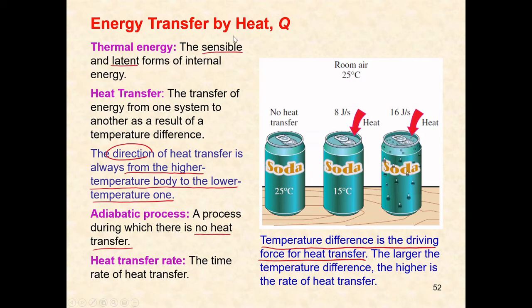Sensible heat involves transfer of energy in the form of a difference of temperature, and the latent form involves phase transition, for example from liquid to vapor. So that is a latent form of energy.